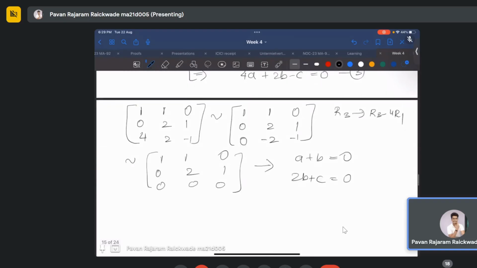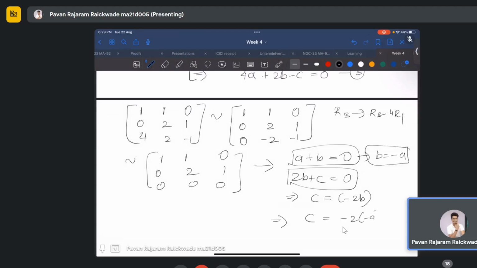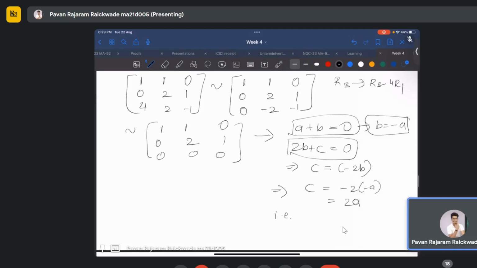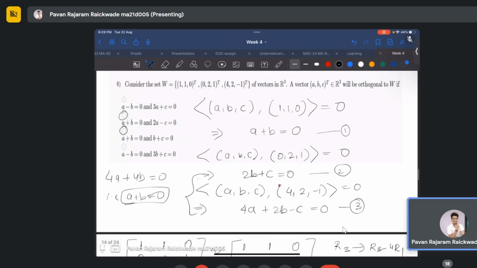Yeah, so you have to really check. A plus B equal to 0 is a condition. The second condition you have is 2B plus C equals 0. That means C is equal to minus 2B. And from here you get B is equal to minus A. That means C is equal to minus 2 times minus A, which is 2A. That is again 2A minus C is 0. So another form of the same condition is that A plus B is 0 and 2A minus C is 0, which is option number D.